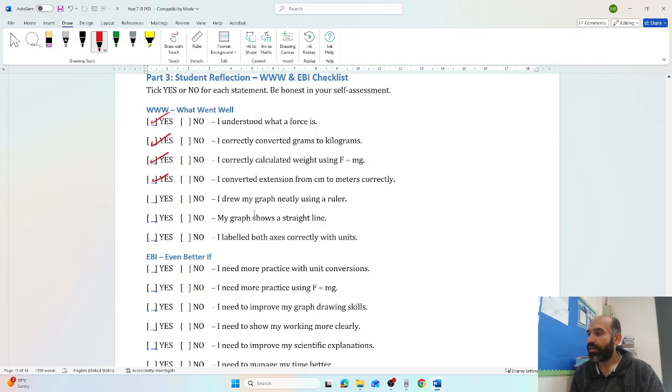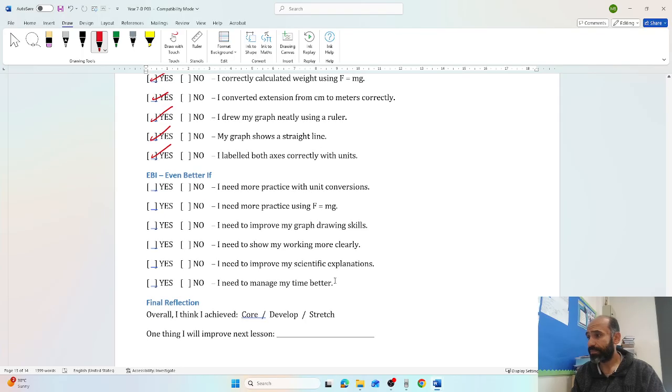I drew the graph neatly using a ruler. We have done this using the computer. My graph shows a straight line. If it's done, you will say yes. If it's no, you will say no, and you will do some more practice. I labeled both axes. The x-axis represents the extension in meter, and the y-axis represents the force or the weight in Newton.